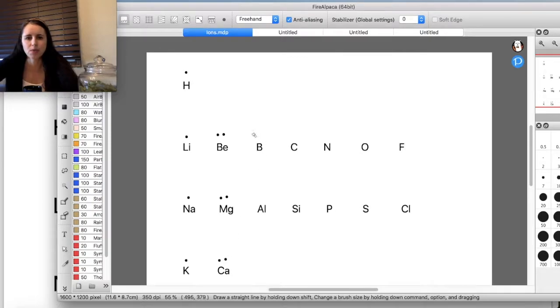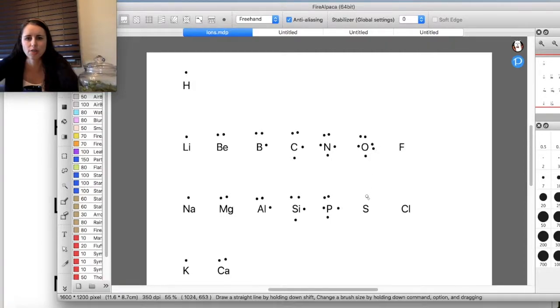Boron is one step over, so boron has one more than beryllium, so it has three. Same with aluminum. Carbon is one more step over, so it doesn't have three, it has four. And silicon, right below it, also has four. Nitrogen is the next step over, so it's going to have 5 valence electrons, same as phosphorus. Oxygen is going to have 6.